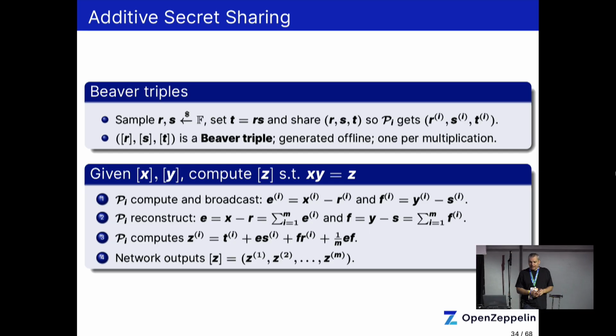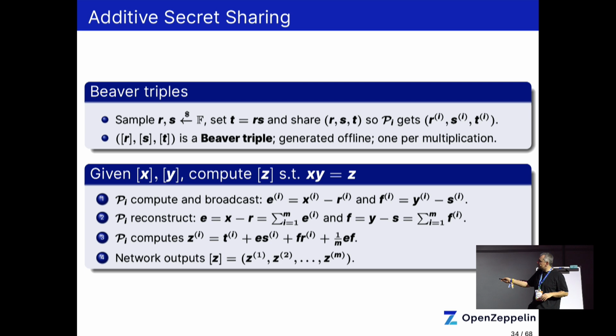So this auxiliary information comes in the form of special triples called Beaver triples. A Beaver triple is just three field elements, of which the first two, R and S, are completely random, chosen uniformly at random from the field, and the third one is simply their multiplication. And every party, every MPC node, will get a share of this Beaver triple for every multiplication in your polynomial.